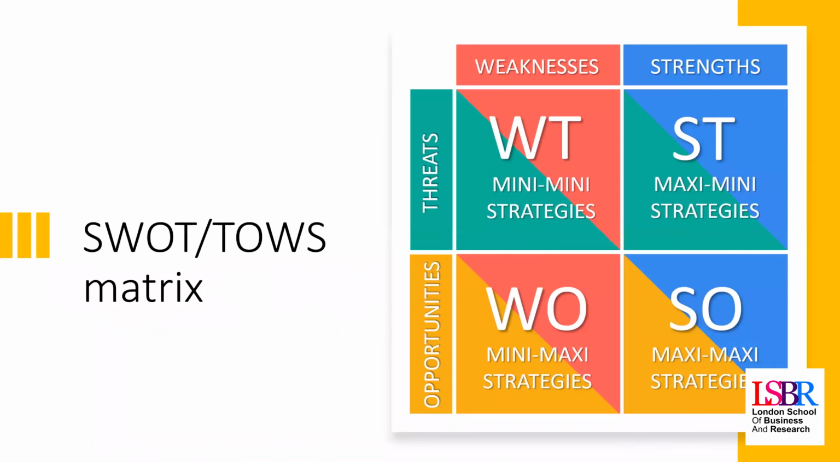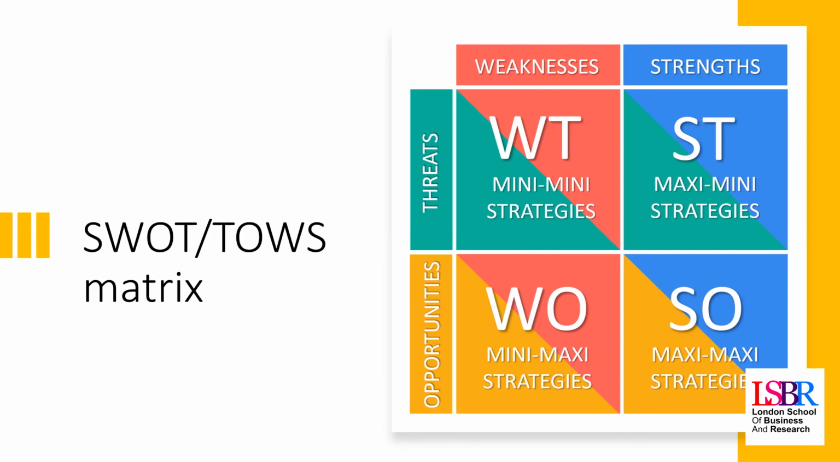What you can then do, now don't worry about this, this is very much next level and you don't have to do this for your assignment, but it's just something that you might want to look at further. You can do what's called a TOWS matrix. So it's just SWOT backwards, okay? What you do here is you come up with strategies based on this.